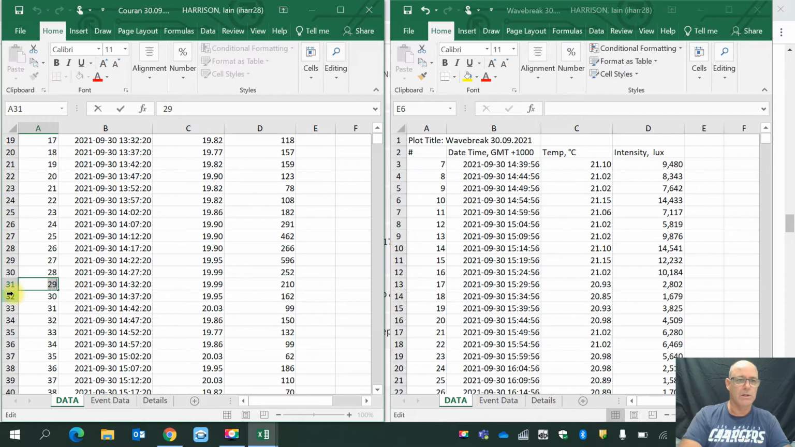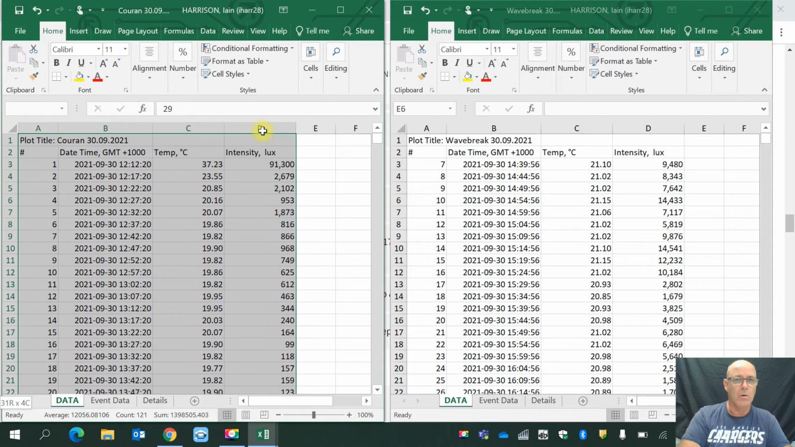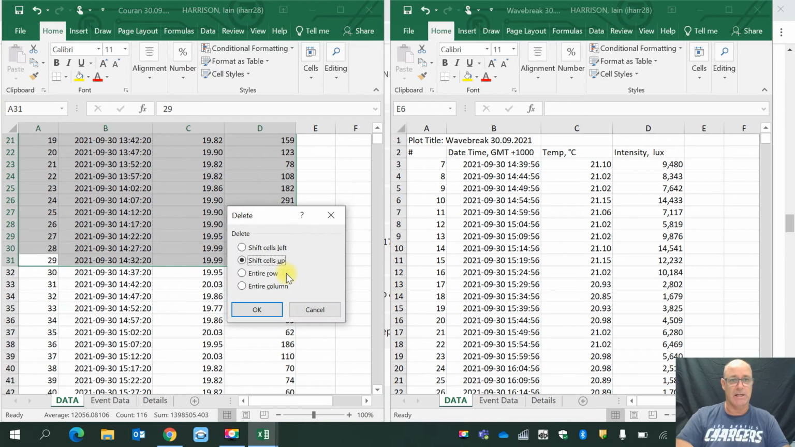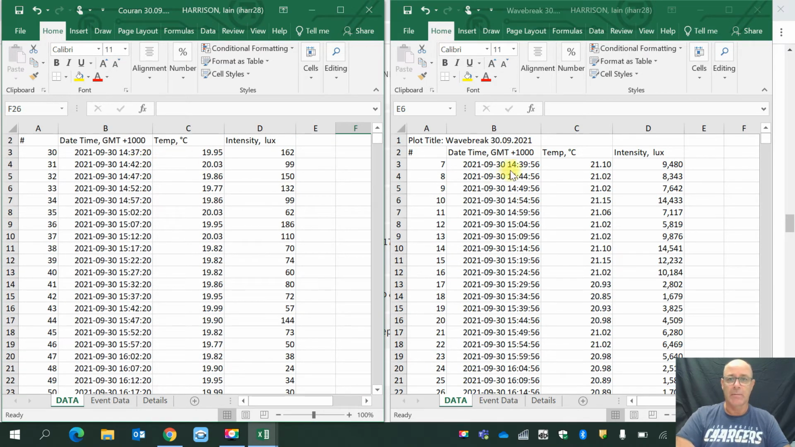So we're going to select from item 29 all the way across and up, and all of that data, with the exception of the titles at the top of each column, we are going to select, and then we right click and delete that data. Again, it asks us to shift cells up, which we will, so we'll OK that. Now you can see that our times of 14.39 and 14.37, relatively speaking, are very, very close together.